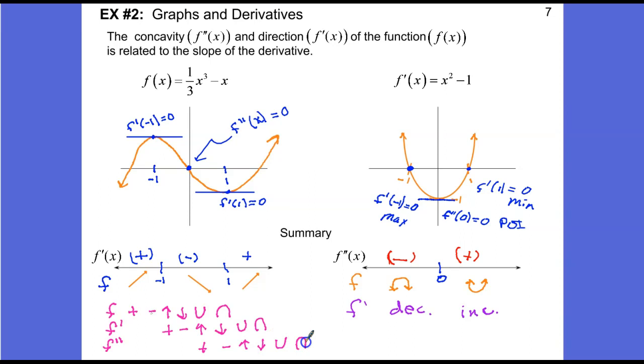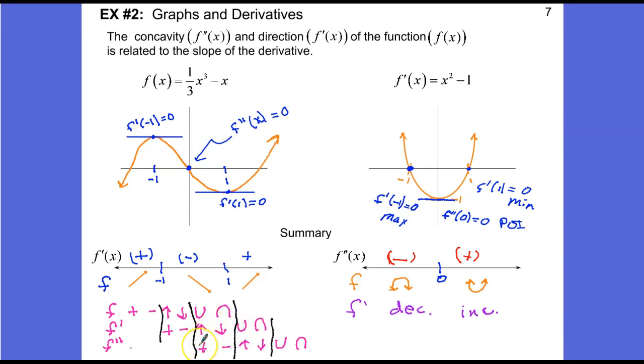So it's plus, minus, up, down, concave up, concave down. Plus, minus, up, down, concave up, concave down. So what you've got here when you're done is a chart that outlines these relationships pretty nicely.